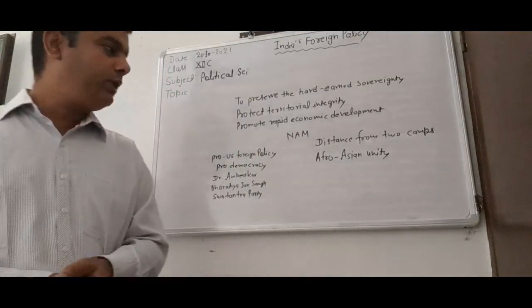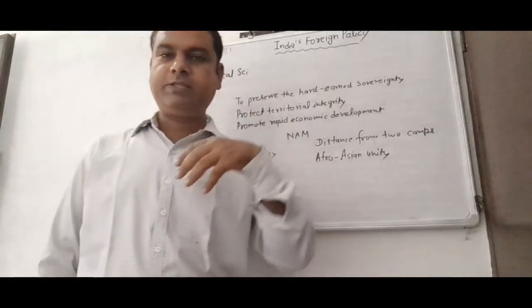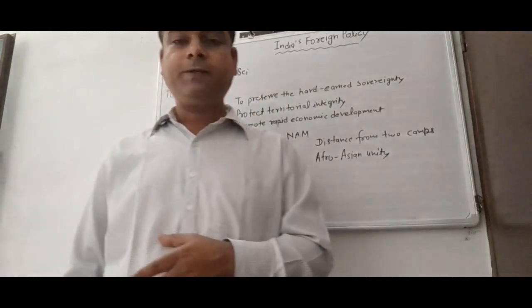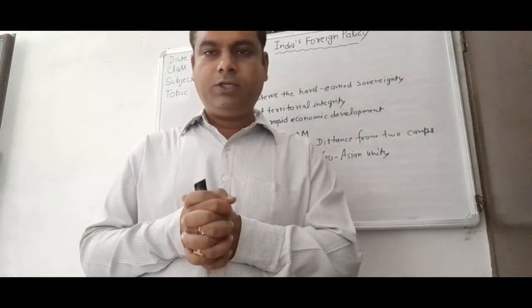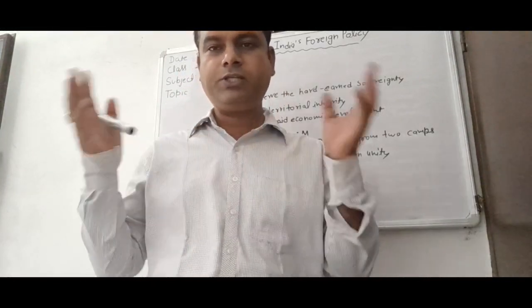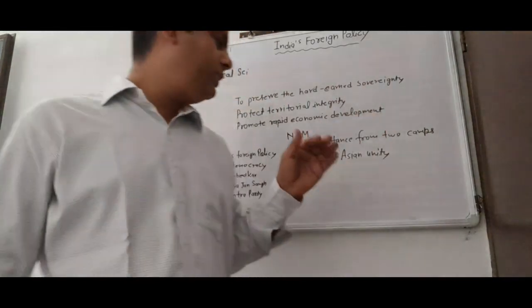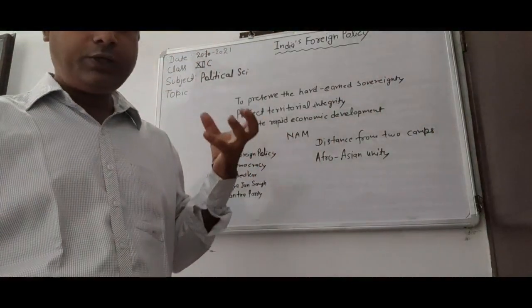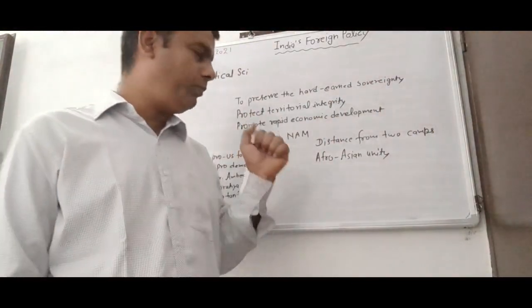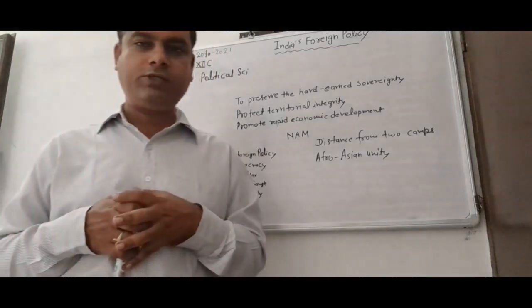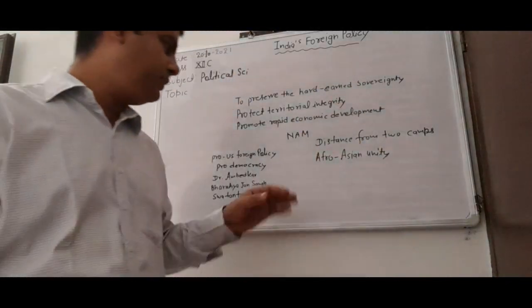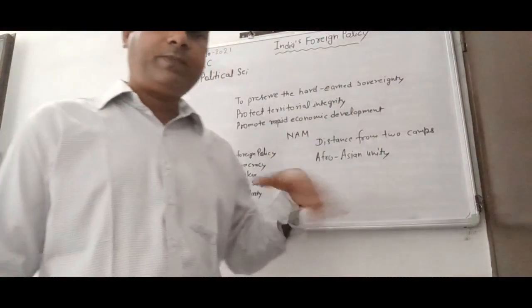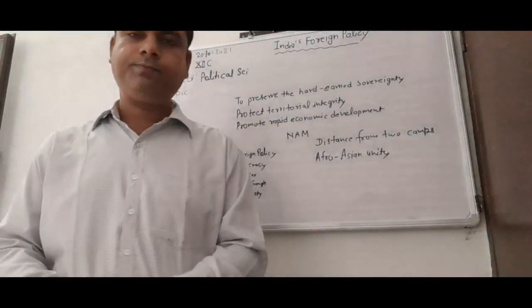But Pandit Jawaharlal Nehru was very flexible about his approach. He decided he should keep equal distance from both camps. He decided to follow the non-alignment movement, and to keep equal distance from both camps, from US and USSR.